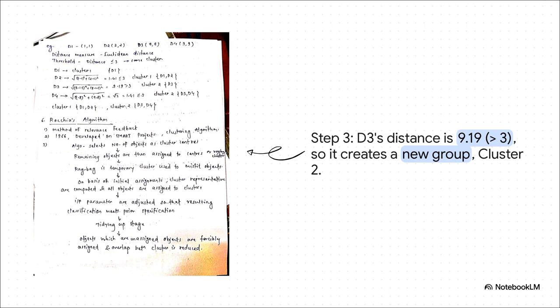Now here comes D3. Again, we check its distance to cluster 1. But this time, the distance is 9.19. That is way bigger than our threshold of 3. So, it doesn't fit. What happens? The sorter just creates a new destination for it. Cluster 2. Simple as that.